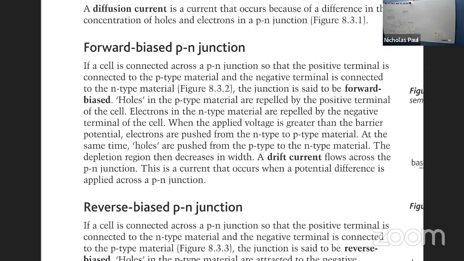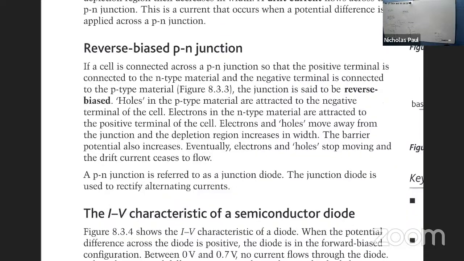The depletion region decreases in width. So all those little key things, you may not remember this little paragraph. Remember the key things. Forward bias, positive to p-type. Depletion region is small. Okay? And the drift current flows across the PN junction. Very important, right? This is the current that occurs when the potential difference is applied across the PN junction.